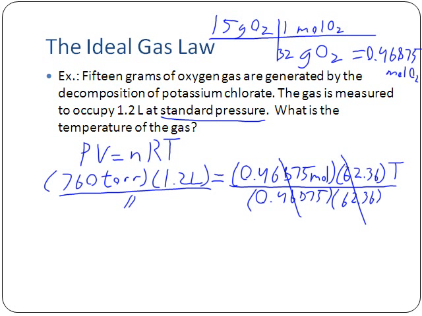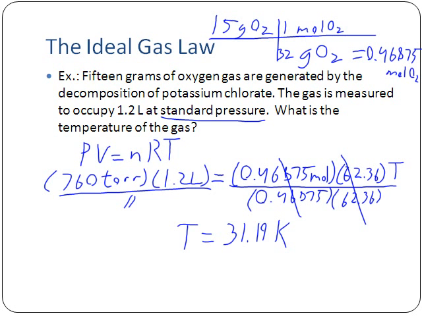So we'd say 760 torr times 1.2 liters divided by our two guys that are going to be on the bottom, which is 0.46875 and then 62.36. And we do that, I get a temperature of 31.19. And so we get an awfully, awfully cold temperature here. And so, because this has to be in Kelvin, 31.19 Kelvin.